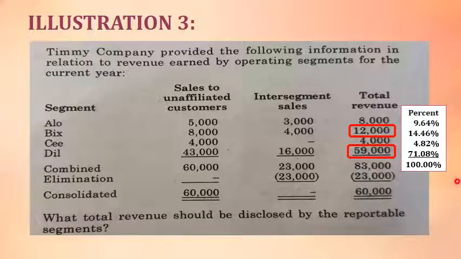So, what is the total revenue na dapat i-disclose ng reportable segment? 71,000. 12,000 plus 59,000 is 71,000. Ganun lang siya. So, kahit hindi nyo na nga i-percent, ito lang, multiply nyo by 10%, is 8,300. Ang nakapasok lang si segment BIX at si segment deal.